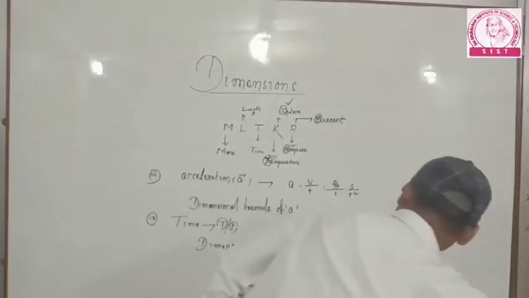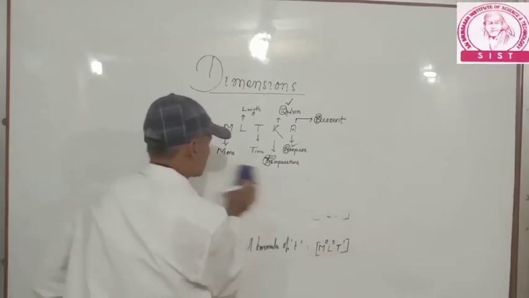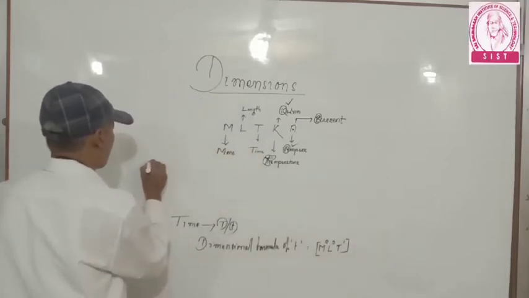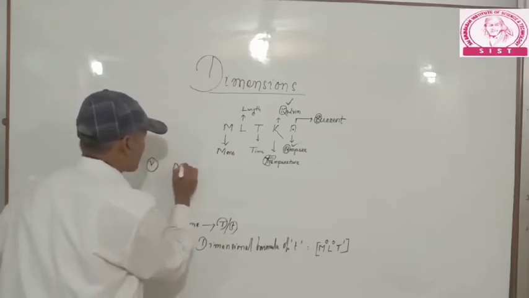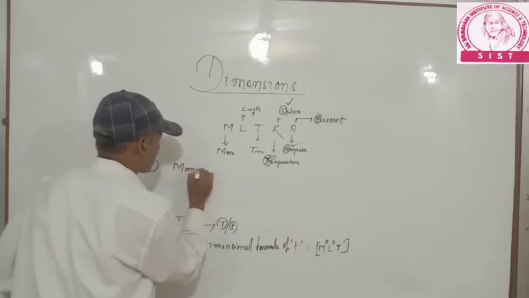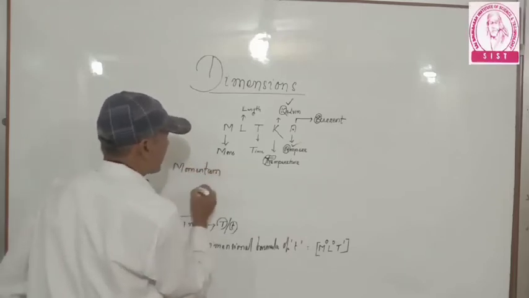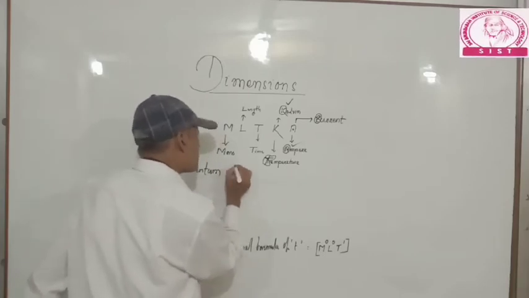Next, momentum. Its symbolic presentation is P. It is also a vector quantity.